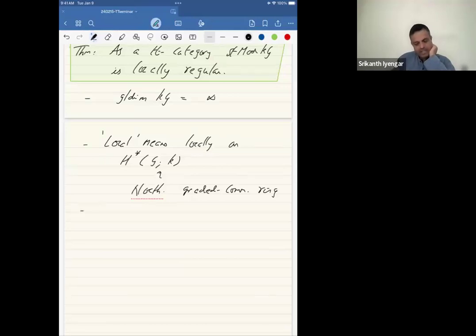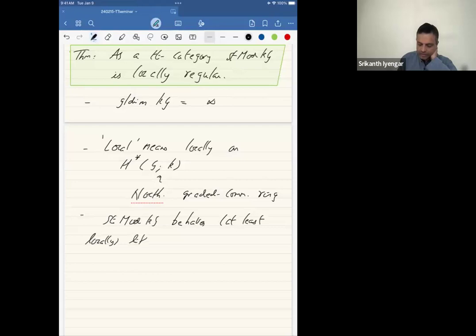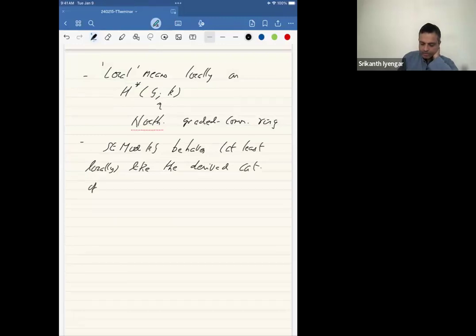Roughly speaking, the way I'm thinking about this is that although the ring itself, KG, is not regular, the derived category, the stable module category, behaves, at least locally, like the derived category of a commutative Noetherian regular ring. And I'll try to flesh out this analogy as we go along.